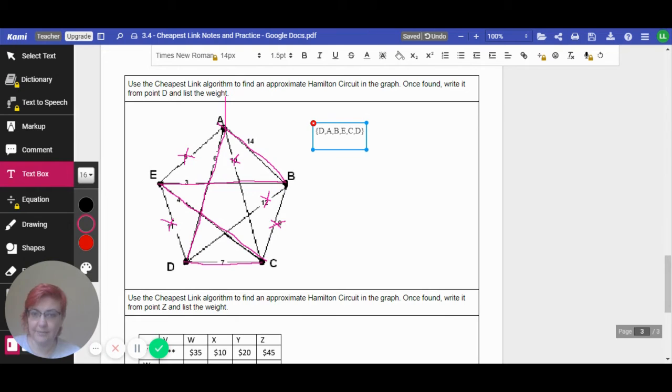D to A is 6. A to B is 14. B to E is 3. E to C is 4. And C to D is 7. So, on my calculator, 6 plus 14 plus 3 plus 4 plus 7 is 34. And that is the weight of my approximate Hamilton circuit.